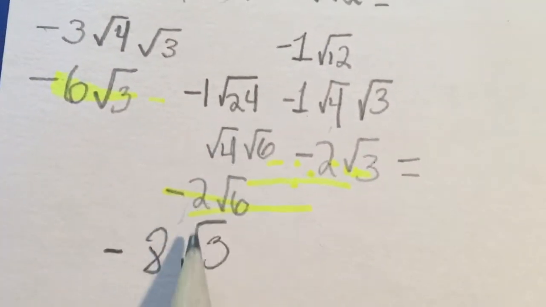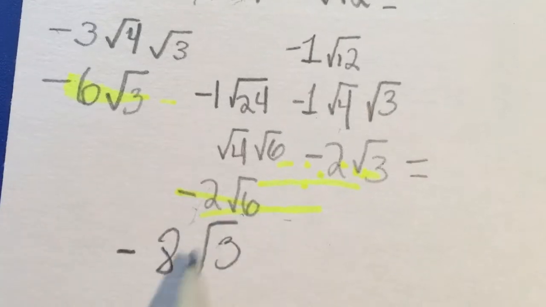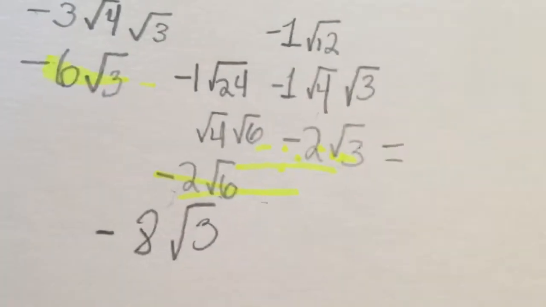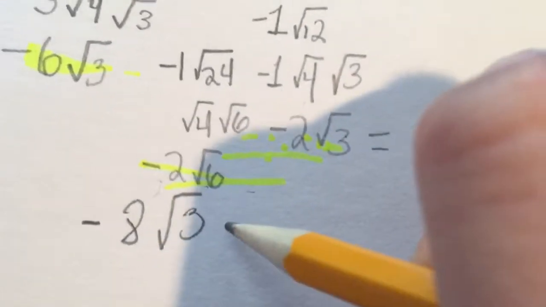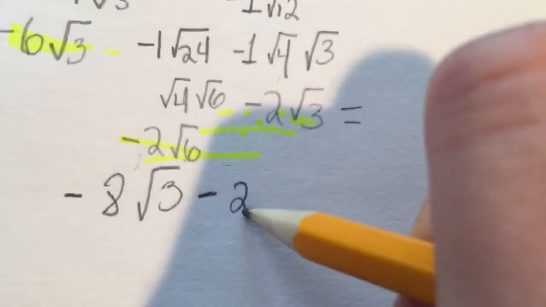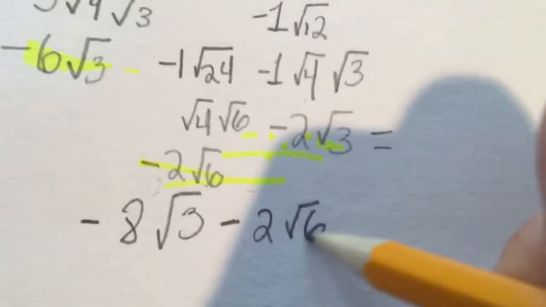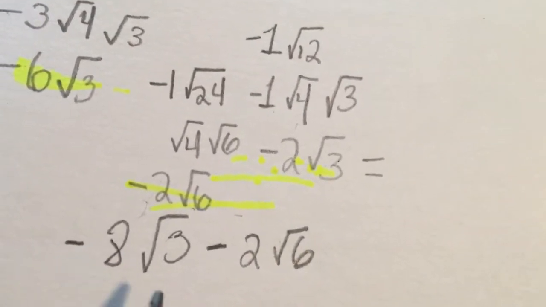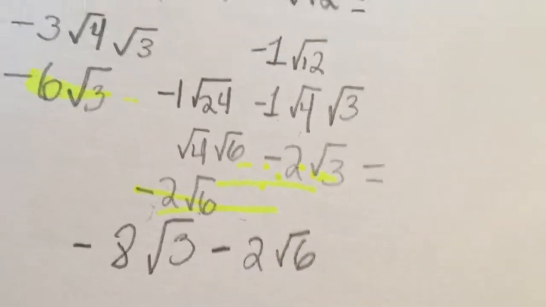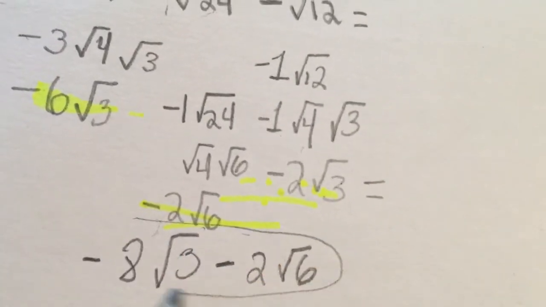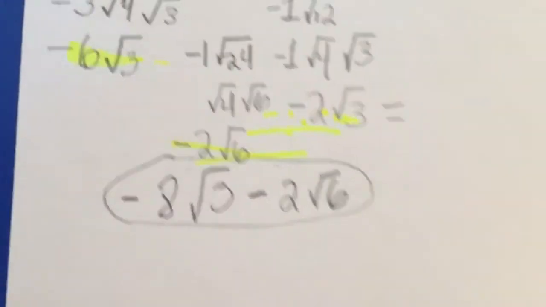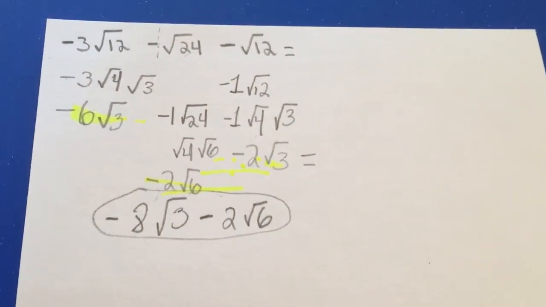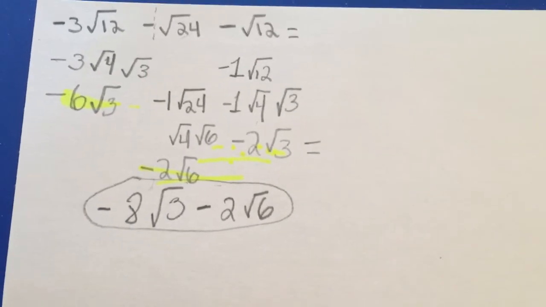And then this negative 2 rad 6 cannot be added with it because 3 and 6 are not the same, so we're just going to throw it in there on its own, negative 2 rad 6. So then in the simplest form of this equation, we're left with negative 8 rad 3 minus 2 rad 6, and that is how you add and subtract complex numbers with rads.